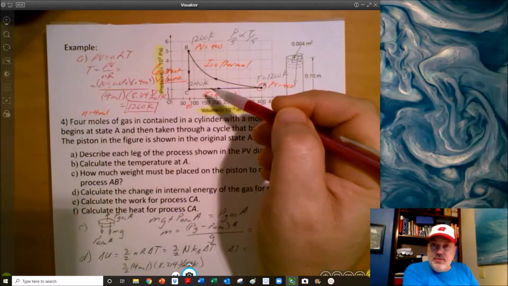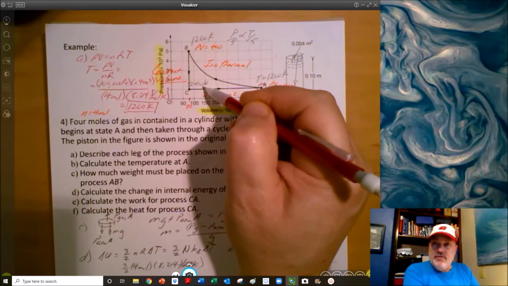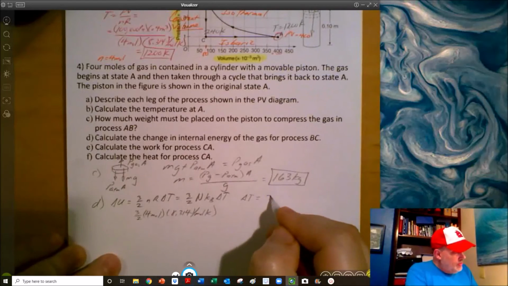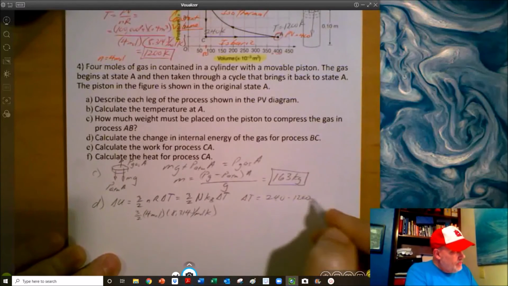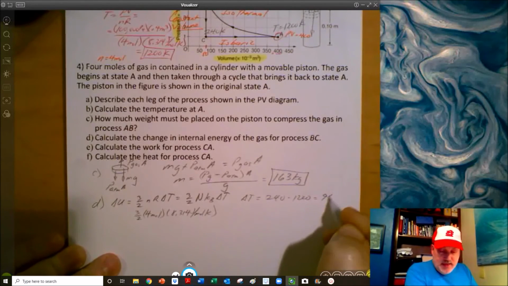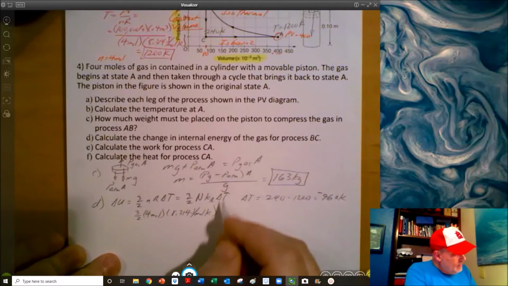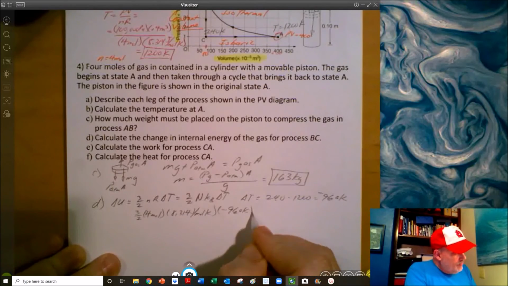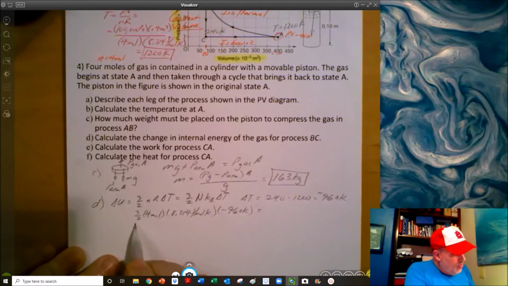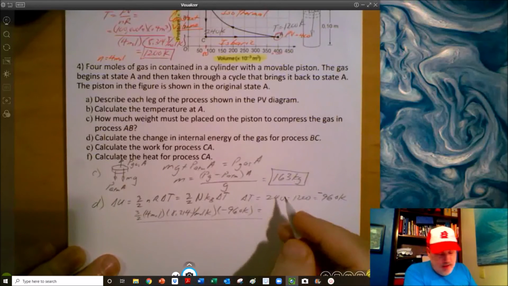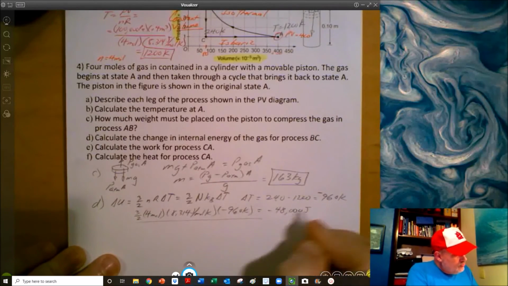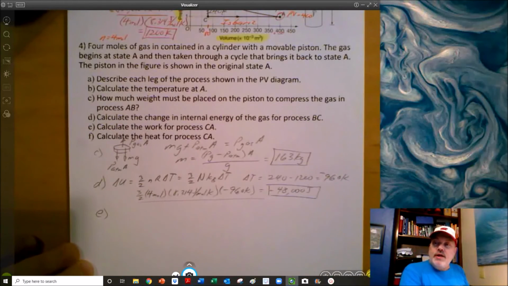So that's going to give us a temperature change of 240 Kelvin, the final, minus the initial of 1200. So we're going down in temperature. 240 minus 1200 gives us negative 960 Kelvin. So I can put that over here as my change in temperature, negative 960 Kelvin. And when we work out all of this math, we end up with approximately negative 4,800 joules.